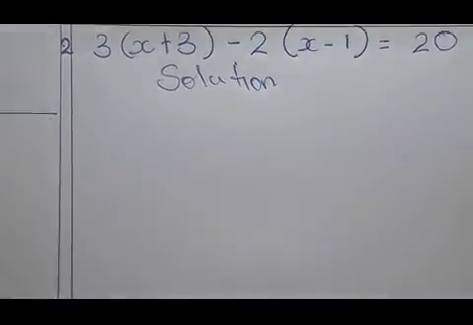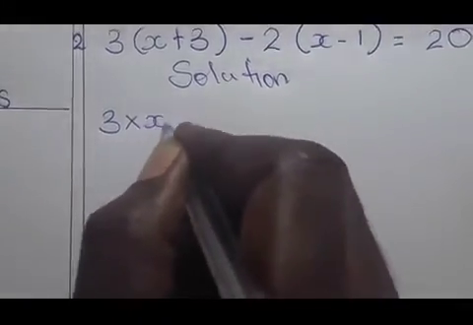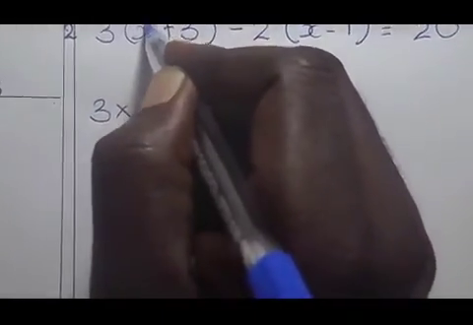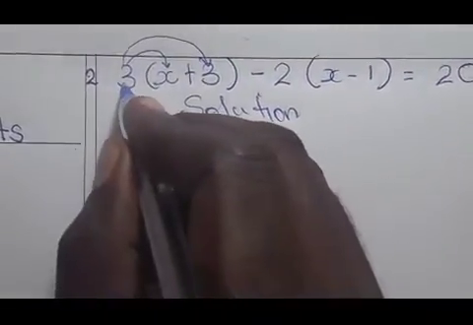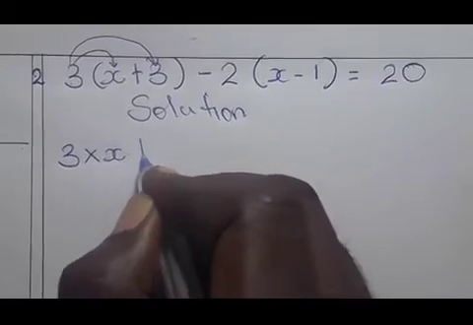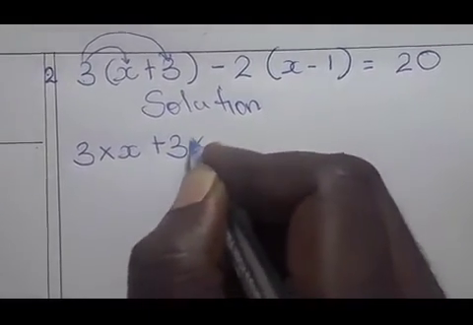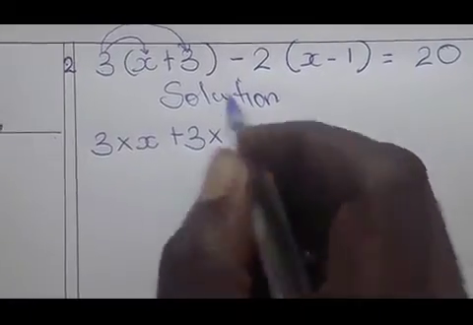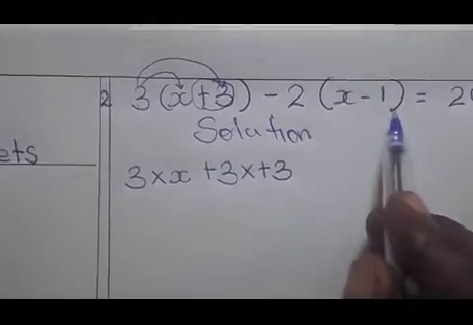We are going to remove brackets first. So this is 3 times x. Remember, a term outside multiplies each term inside. So this is a +3, remember? So you bring it as a +3 again. +3 times a +3. This one here. That is finished. We got the second one.